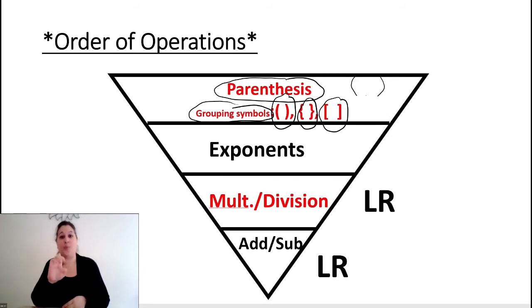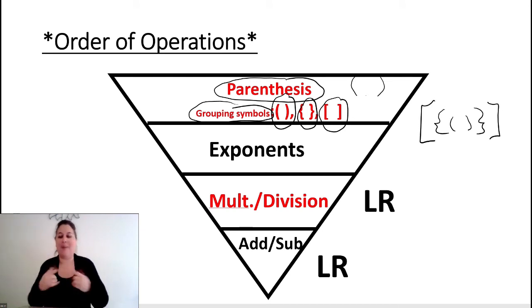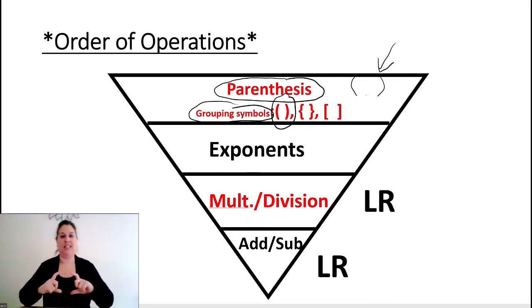You just go in the order, and usually the order is like this. Say if it goes like this, the brackets are the outer ones, the braces are inside, and the parentheses are in between that. That's usually how it goes. But don't worry about it because you're not going to see much of the braces or the brackets. You're mainly going to see parentheses. So what this means is you always do what's inside the parentheses first.